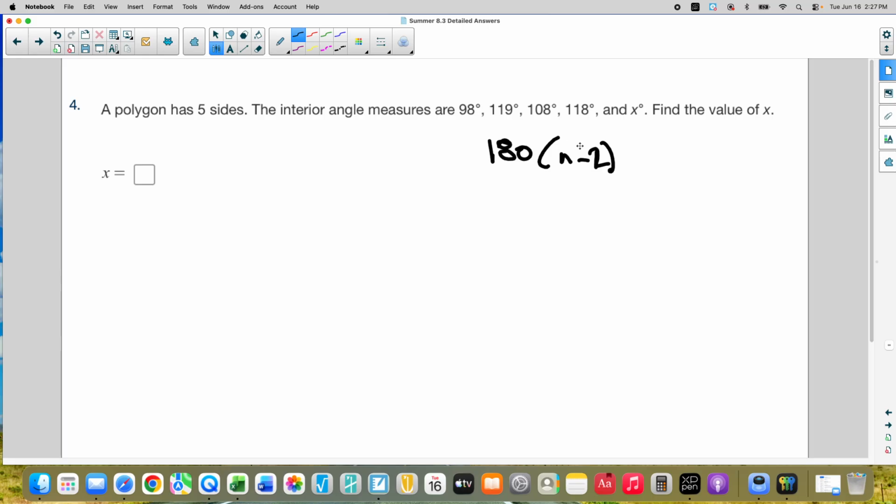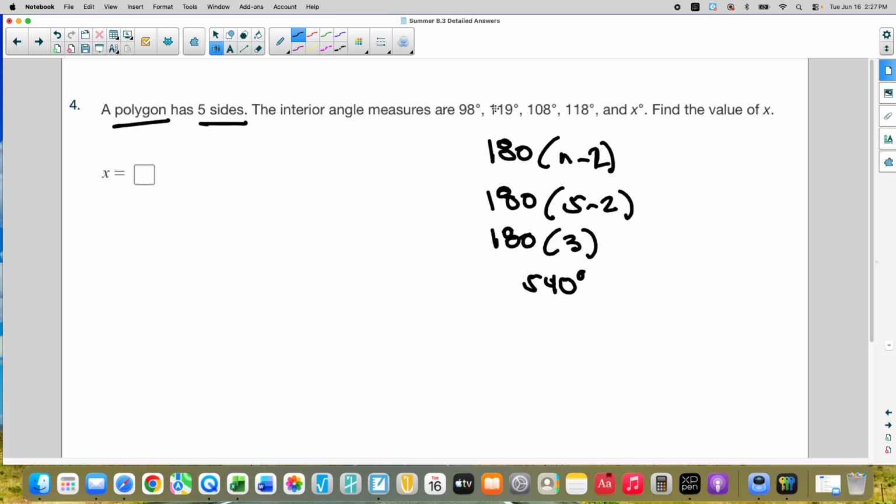Yeah, so this is your formula for the sum of the angles in an n-sided figure. N is the number of sides. So we do 180 times the quantity 5 minus 2, 180 times 3, which is 540. So the sum of all the angles of a polygon with 5 sides is going to be 540 degrees. So we're going to add up 98 plus 119 plus 108 plus 118 plus x, which will equal 540 degrees.